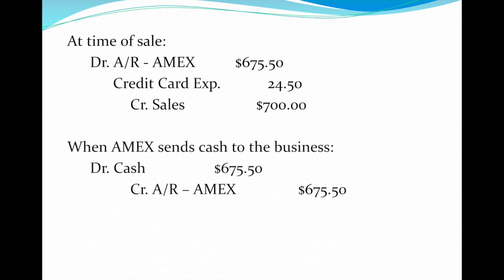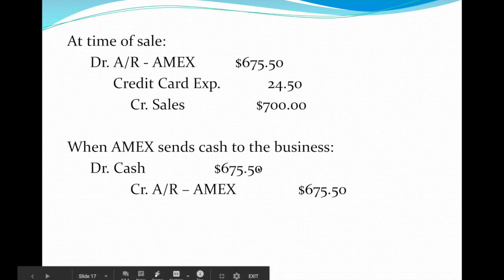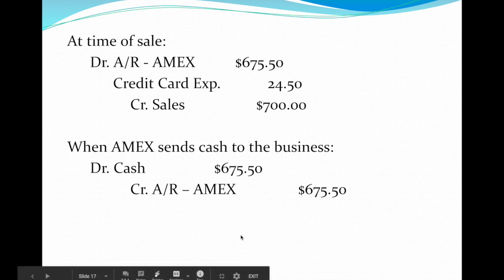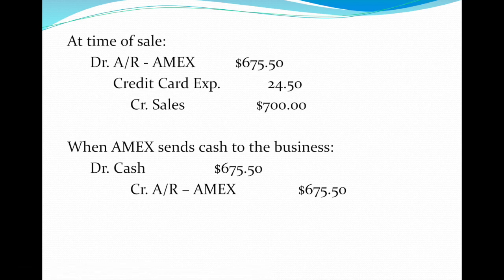Now, when Amex actually sends the cash to the business, we debit cash and we credit accounts receivable, because we're no longer receiving this amount. We have, in fact, received it. So we have the entry as debiting cash to recognize that. And that is it. So that's it for the last part of accounts receivable.